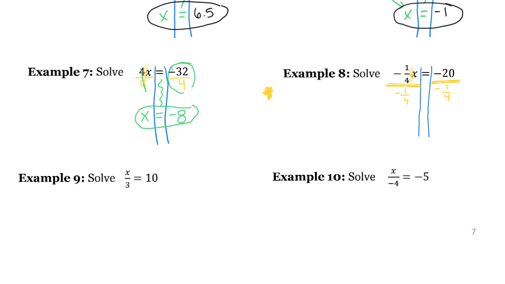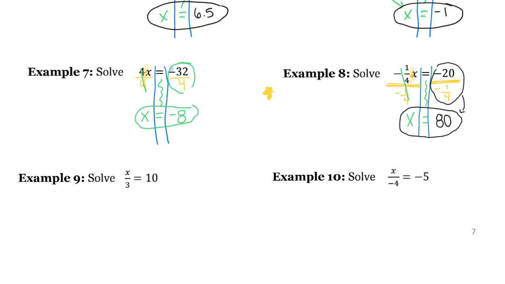Which means that these negative 1/4 cancel. My x gets brought down. My equal sign gets brought down. And now I'm doing in my calculator negative 20 divided by negative 1/4. And when you do that in your calculator, you should get 80 as your answer. So again, do this in your calculator, and if you do it right, you should get this.